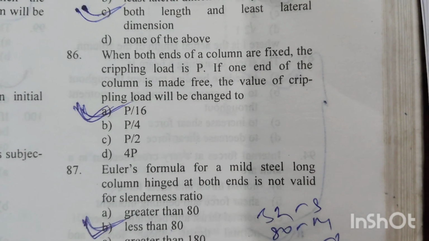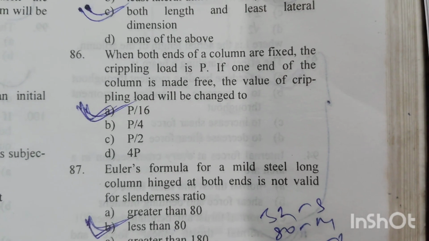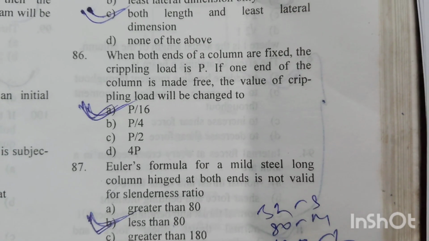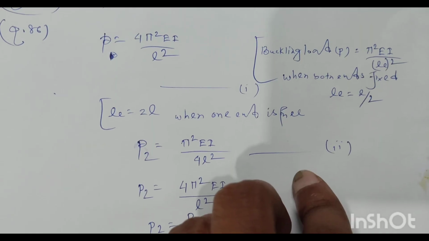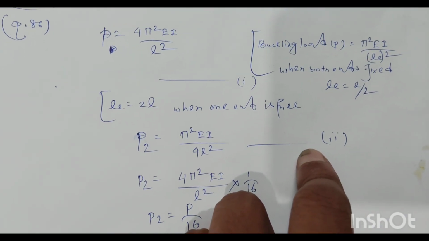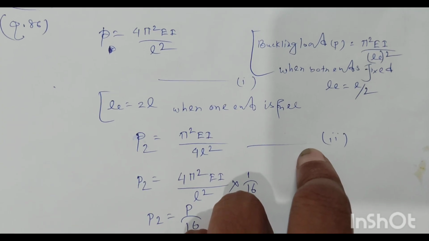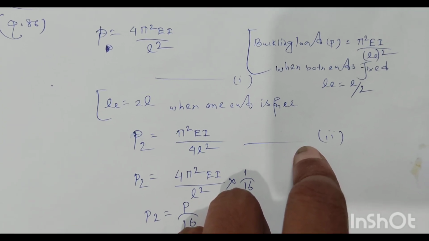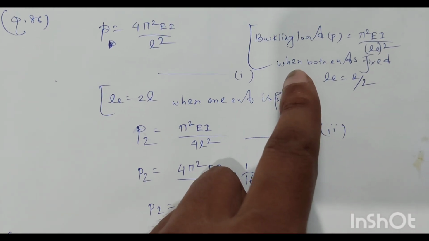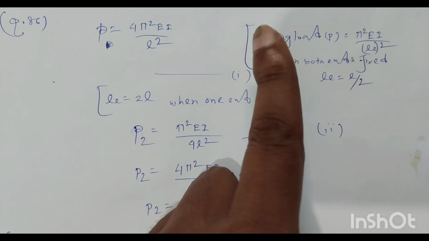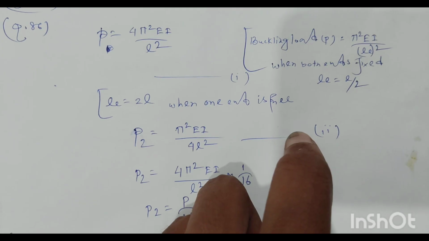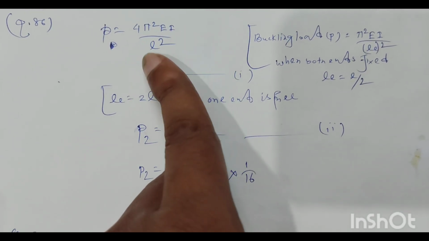Question number 86. When both ends of a column are fixed, then the crippling load is P. If one end of the column is made free, the value of crippling load will be changed to? We know Euler's buckling load formula, P equal to pi square EI by L square. E is the modulus of elasticity of the column material, I is the moment of inertia of the column section, and L is the effective length of the column. As per the question, when both ends of the column are fixed, the effective length will be L by 2, half the original length. So the buckling load P will be 4 pi square EI by L square.